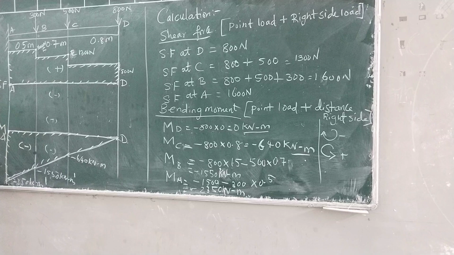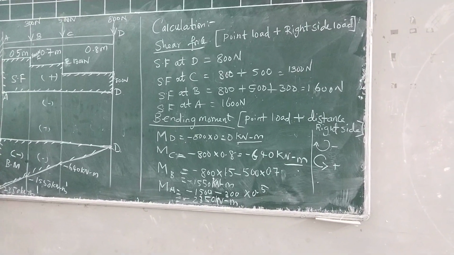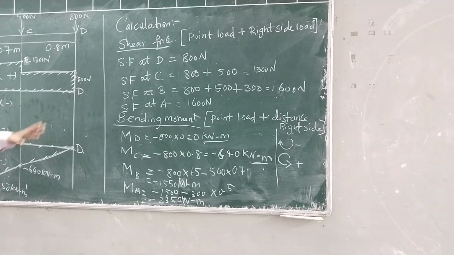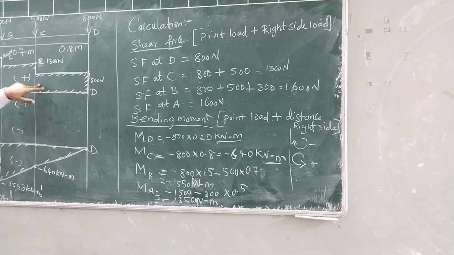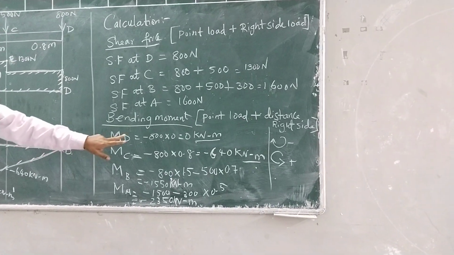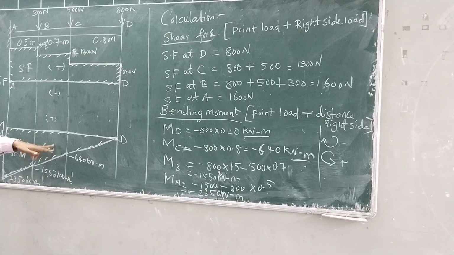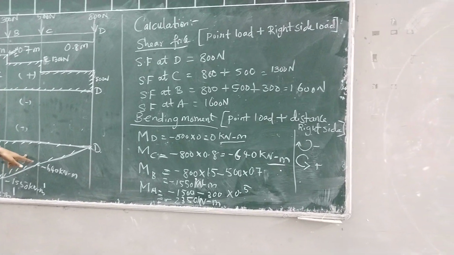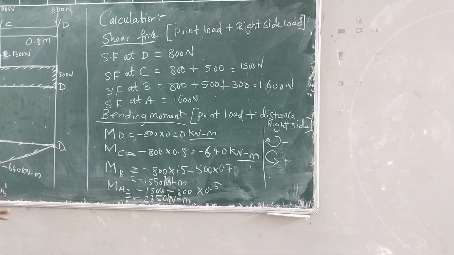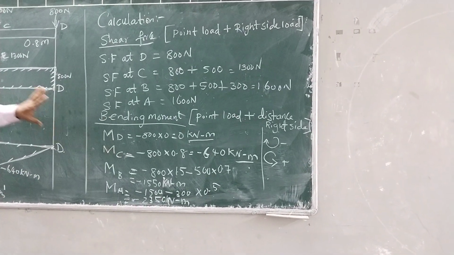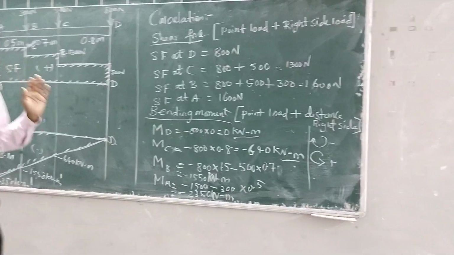The symbol will be minus. Here this is the bending moment diagram, and this is the shear force diagram. So finally, by using the calculation of the shear force, we draw the shear force diagram, and by finding the values of the bending moment, we draw the bending moment diagram. So finally, we calculate the shear force and bending moment diagrams. Thank you all.